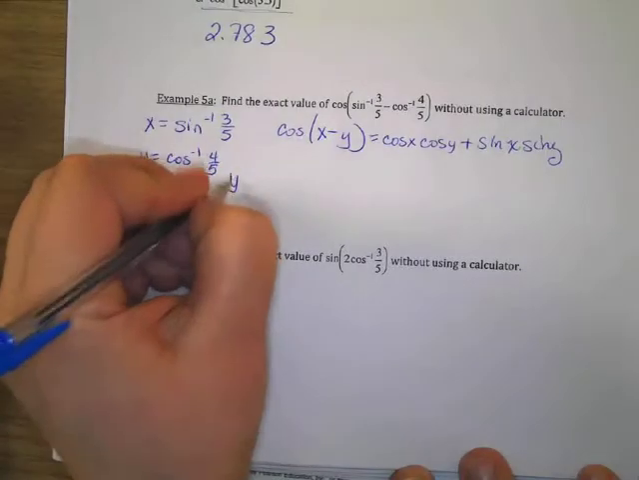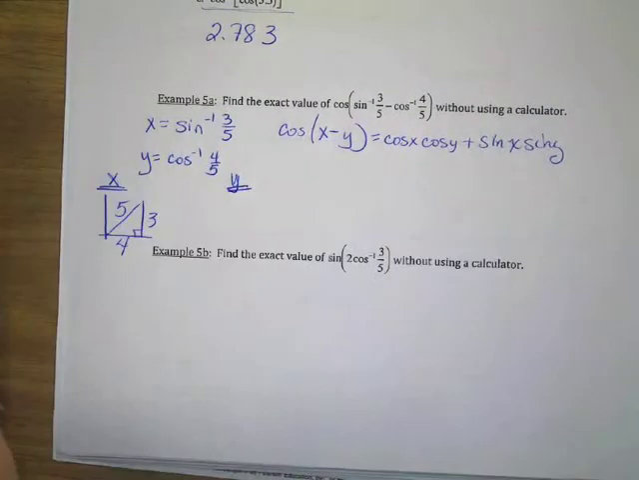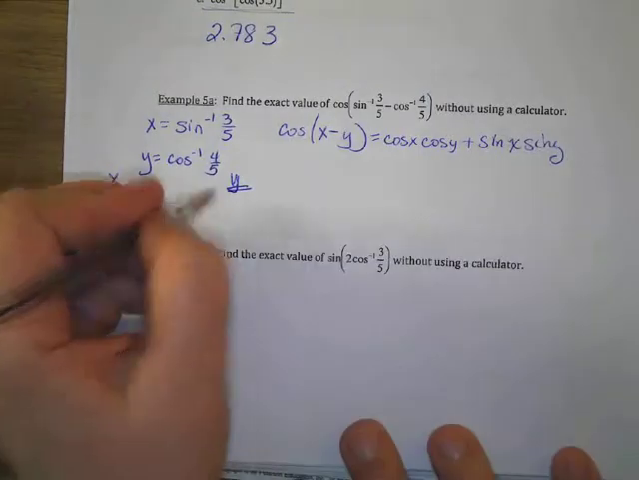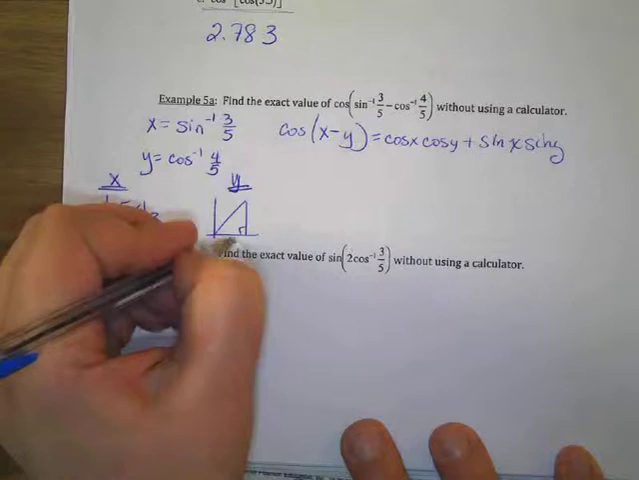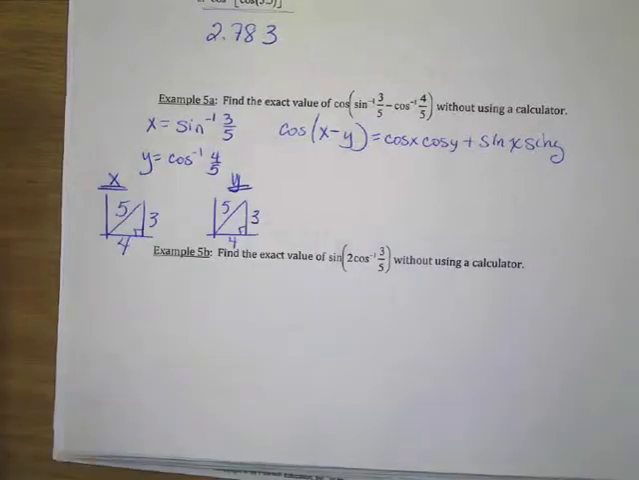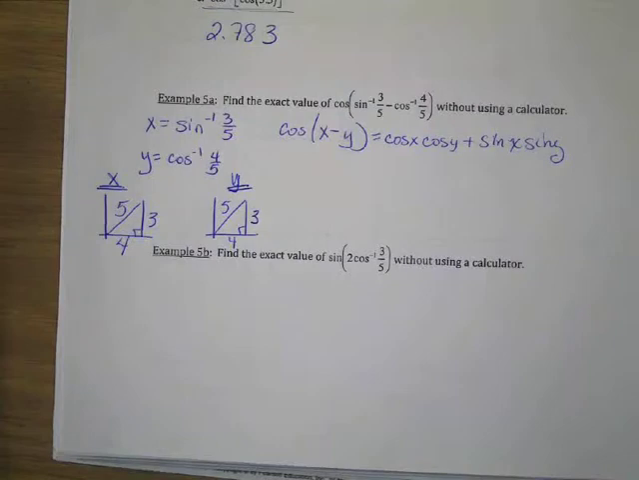And then can we draw our y triangle? So cosine is either in quadrant 1 or 2. It's positive, so we're in quadrant 1. And cosine is adjacent over hypotenuse. Oh, they happen to be the same. They're not always the same triangle. Don't make that assumption. Okay? All right.